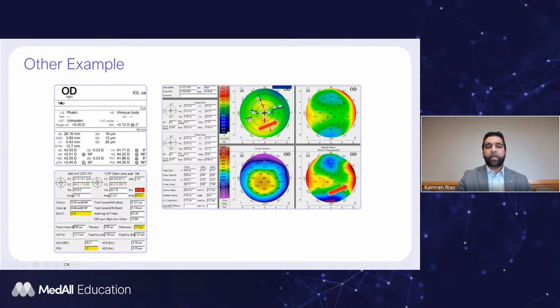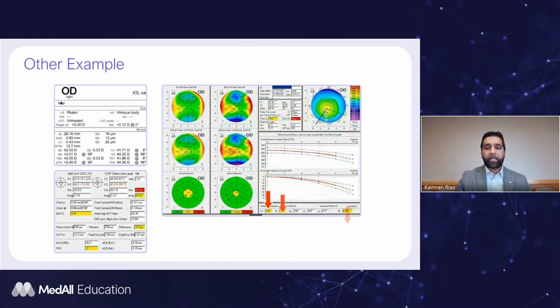So again, we can see how we can leverage some of this technology to determine who's a candidate and who's not a candidate. And again, this is that same patient looking on the Belin Ambrosio. We have multiple yellow flags that light up here of back surface and front surface changes.